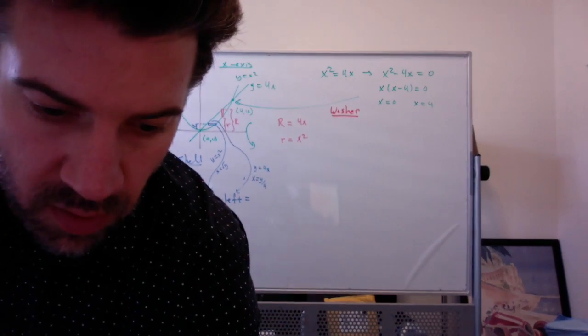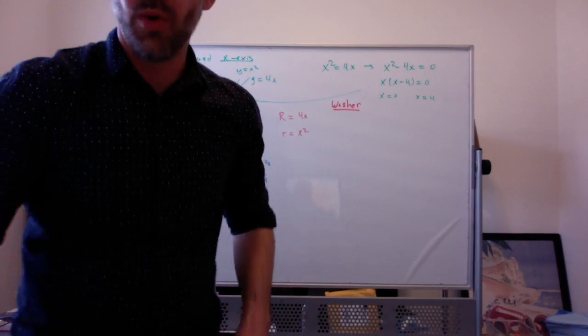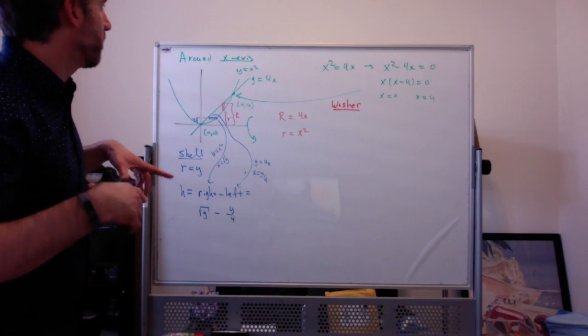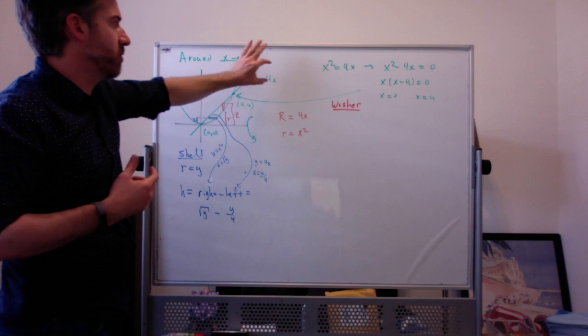Here is a video about shell and washer method. So here's the setup. We have the functions y equals x squared and y equals 4x.